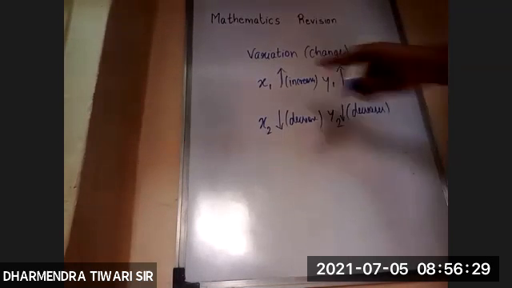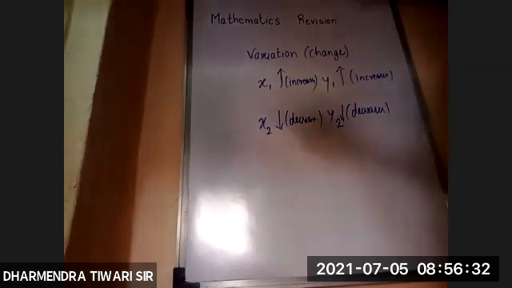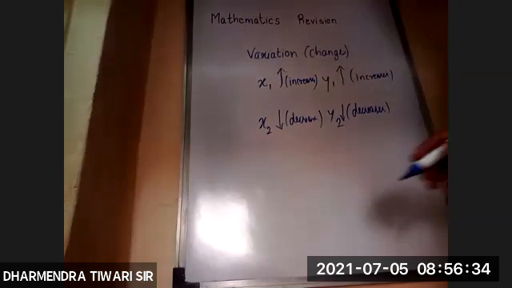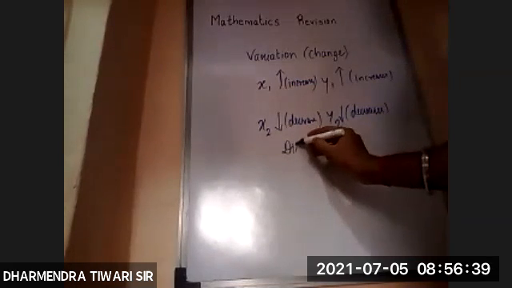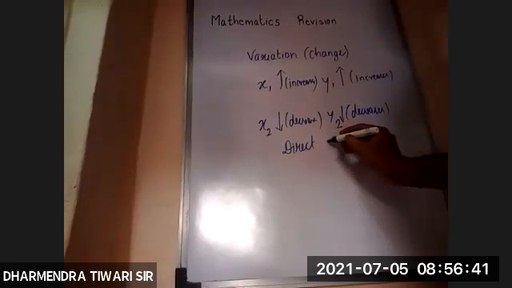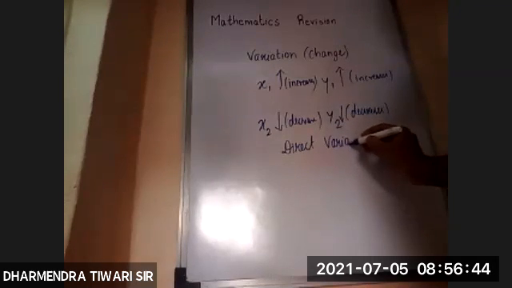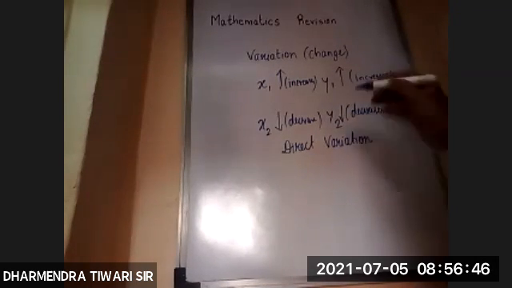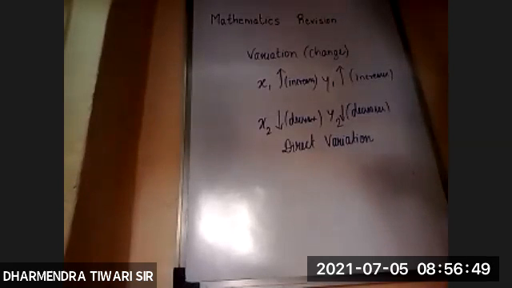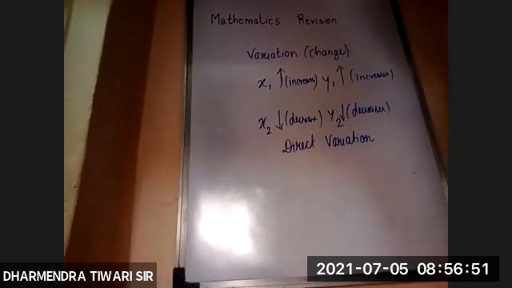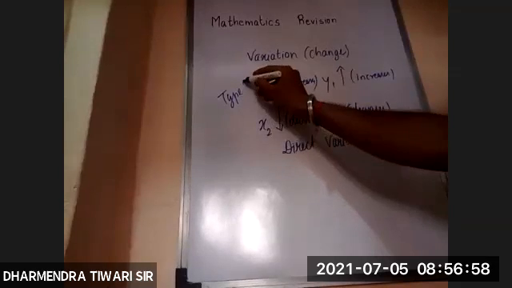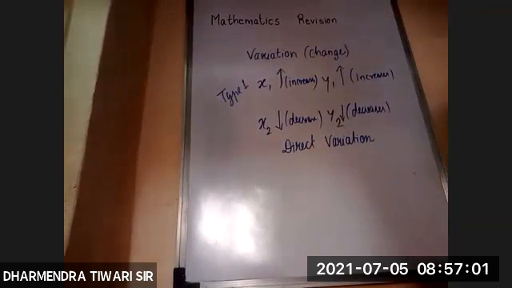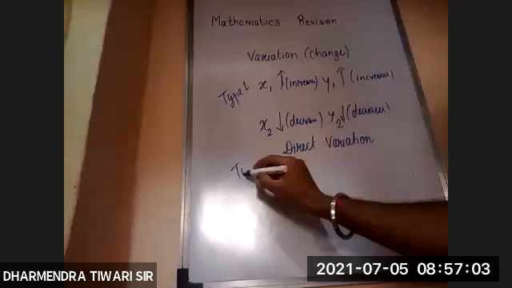The variation in both the variables is of the same type. Either both are increasing or both are decreasing. So this type of variation is called direct variation. Say, this is type 1. Now, we will discuss the other type of variation.